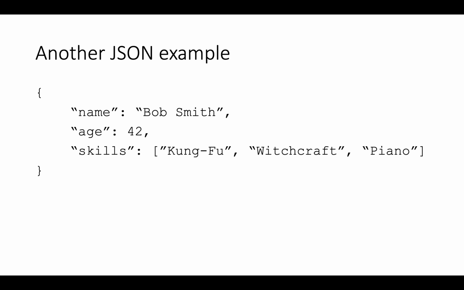Let's look at another example. This one's a little bit more interesting than the first one. We still have the curly braces and our key value pairs, but now, instead of the value being a simple data type like a string or a number, the value portion is an array. Arrays are noted with square brackets, just like a Python list, so this looks very similar to that. We have the square bracket, and then this list of items. So this is another example of JSON.